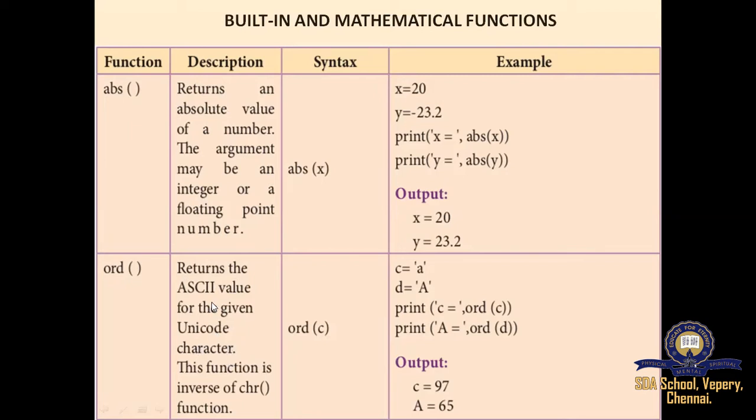Of course, you know what ASCII stands for: American Standard Code for Information Interchange. Every keyboard character has an ASCII value. What is this ord function going to do? You give a character, and for this character it is going to print the ASCII value. Let me show on the screen.